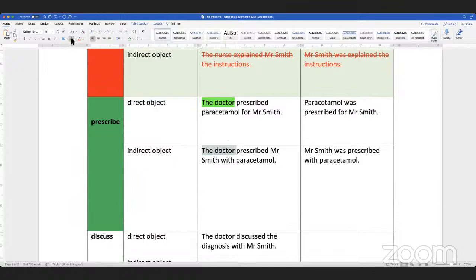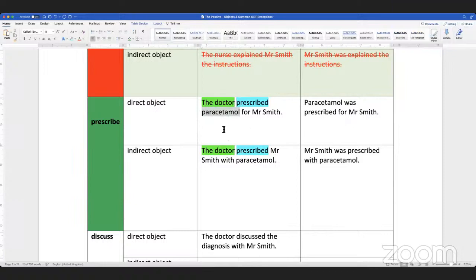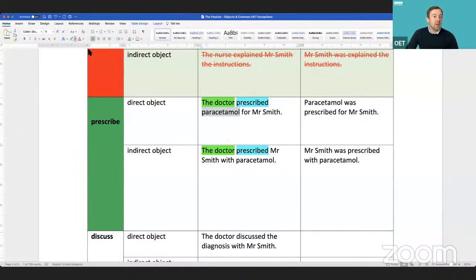Subject. What's prescribe? Verb. Okay, that's the verb. Let's put that in blue. What's paracetamol? Direct object. Okay, we'll put the direct objects in yellow.